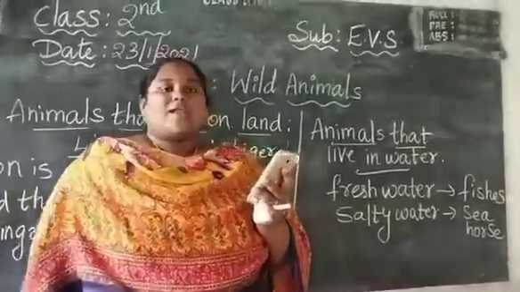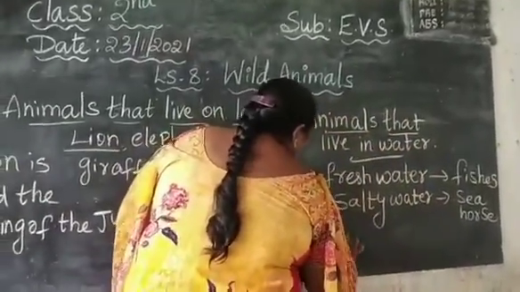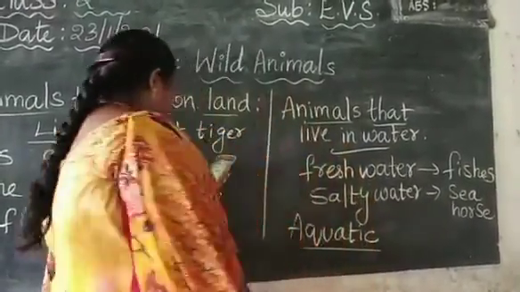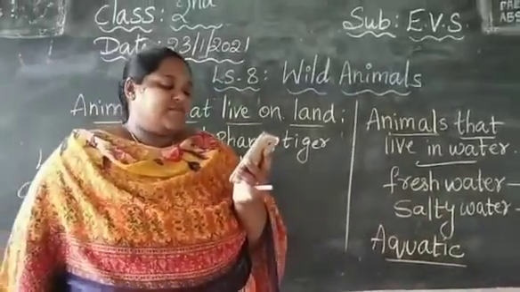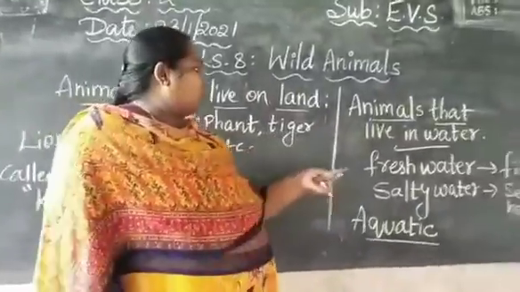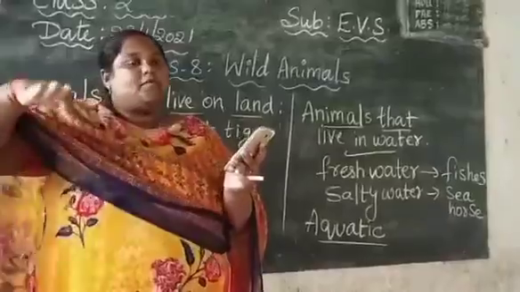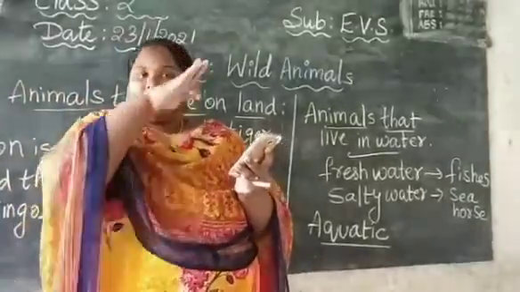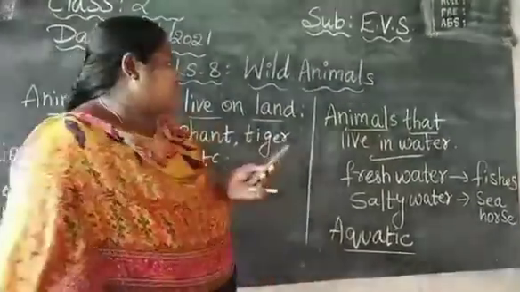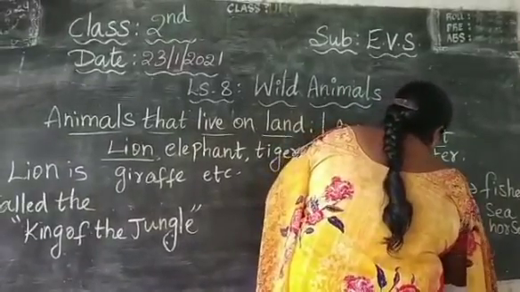These animals are called aquatic animals. Aquatic means water animals. Most of these animals have a boat-shaped body and breathe through gills. The animals which are living in the water have a boat-shaped body, like a fish or a whale. And they breathe through gills.